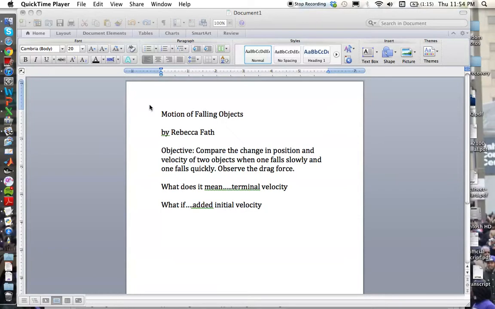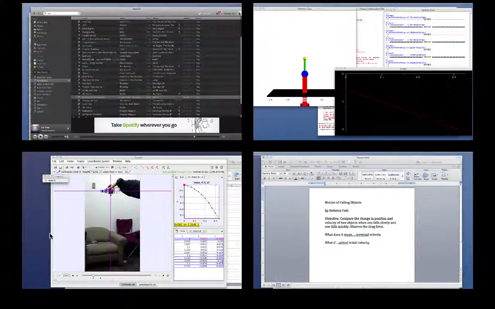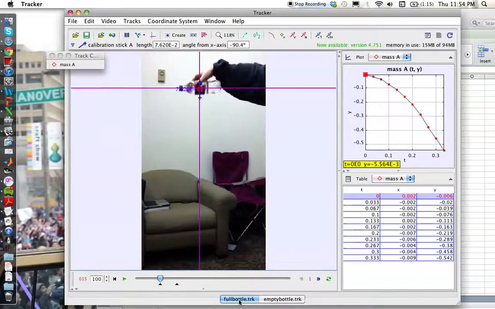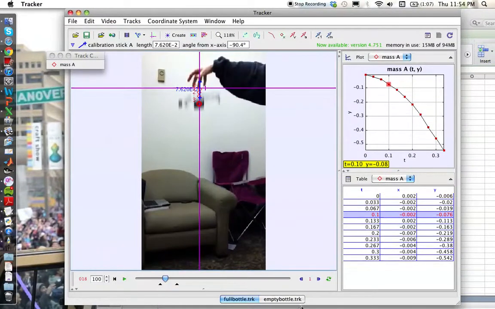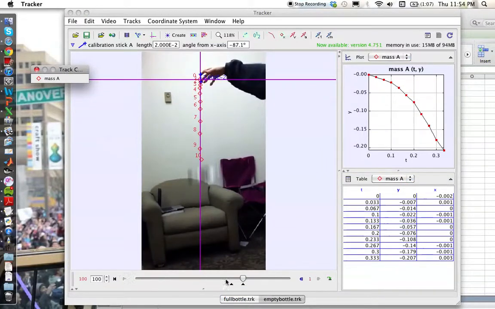The objective of this lab was to compare the change in position and velocity of two objects when one falls slowly and one falls quickly. We wanted to really observe the drag force. For my two examples, I used a full water bottle and an empty water bottle that was crushed up.